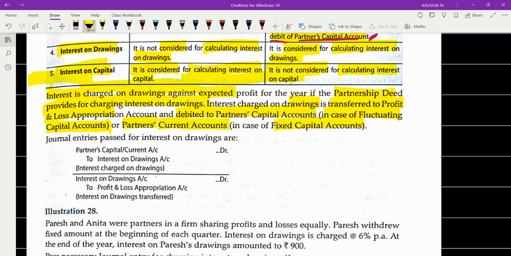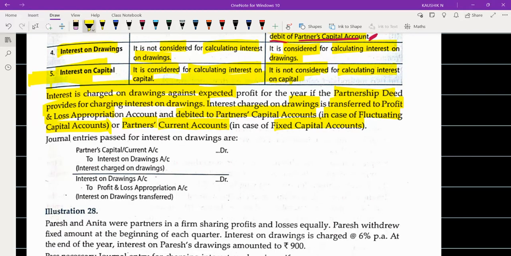Interest is charged on the drawings against expected profit for the year. So on which particular drawings will we calculate interest, whether on the drawings done from the capital or the drawings done out of profit? Against which drawings will you calculate interest, the drawings done out of your capital or the drawings done out of your profits? Which one will you take into account? Not from capital. Be careful, whether on capital or on profit.